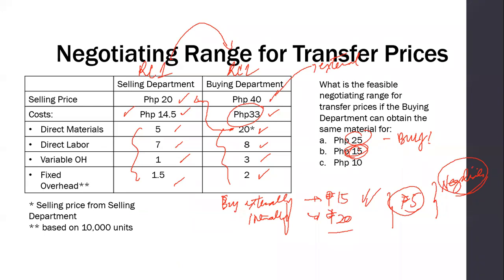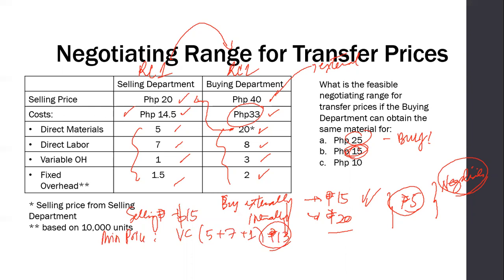If the selling price is 15, ano ba ang minimum price at which the selling department will be willing to sell? Parang special sales problem in relevant costing. Under the special sales or special order problem, what is the minimum price that you should be willing to sell? It should be equal to the variable cost. In this case, that's 5 plus 7 plus 1. So that is 13 pesos. That's the minimum price that he should accept for a special sales order.